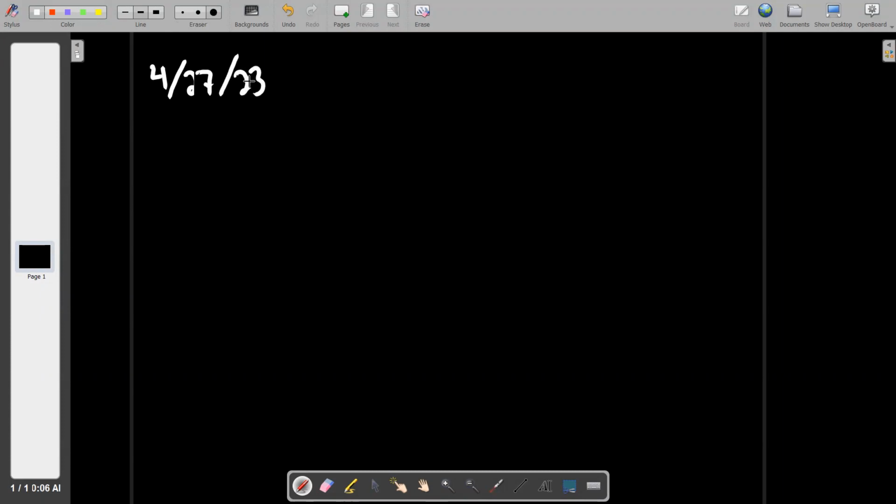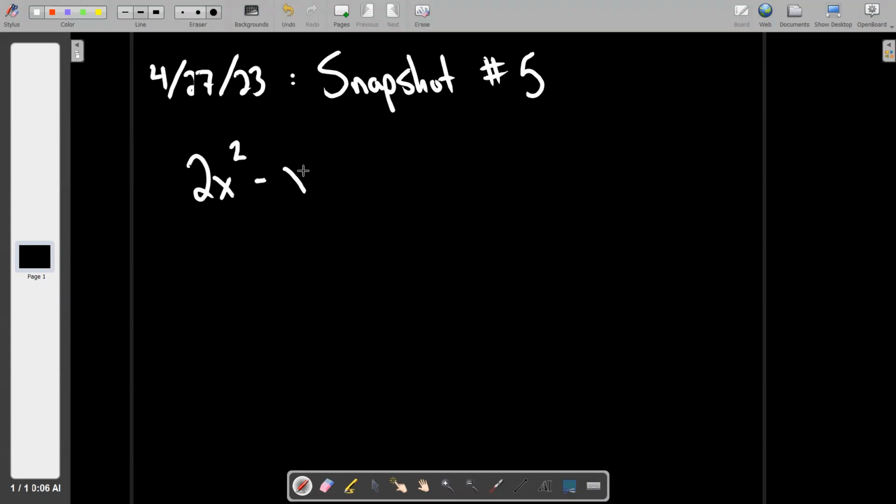That's pretty boring. Anyways, this is snapshot number 5. So this is the full-on walkthrough, like how do you do it step by step by step. So the first problem that you need to do is by factoring. So 2x squared minus x minus 6 equals 0.